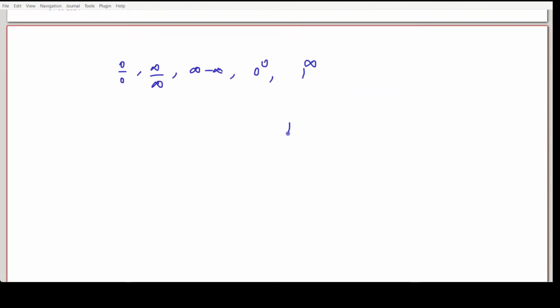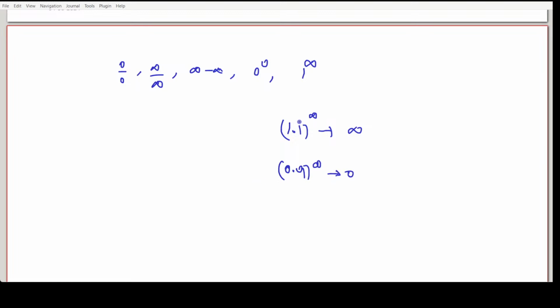Let's take a small case, like x approaching 1 from the right hand side, something like 1.1 power infinity. What will this become? This will become infinity, right? But let's say x is approaching 1 from the left hand side, say 0.9 power infinity. What will happen? This will approach 0.